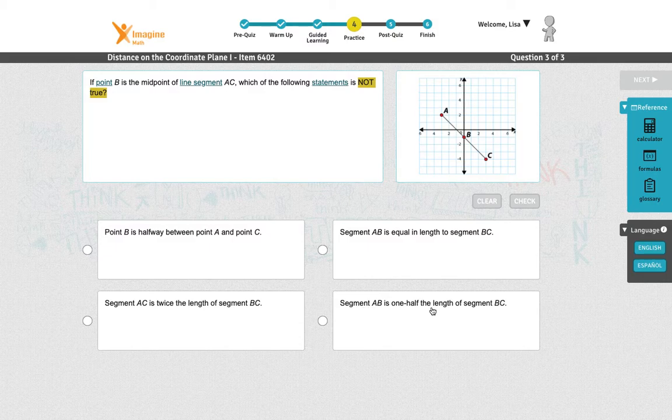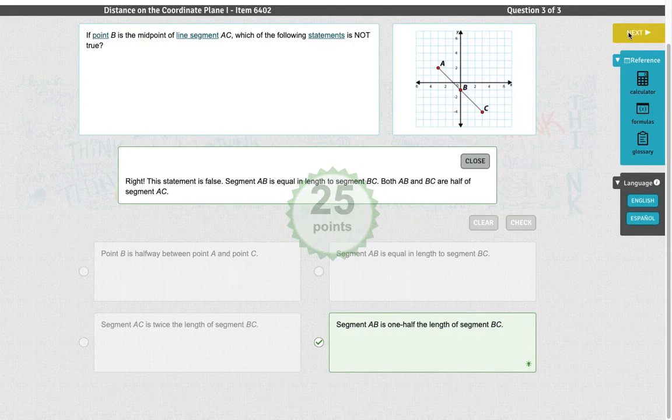It says AB is 1/2 the length of BC. It's saying that A to B is half of B to C. But if they're equal, that can't be true. So this would be your right answer because it is not true. Okay, and then you're off to the quiz.